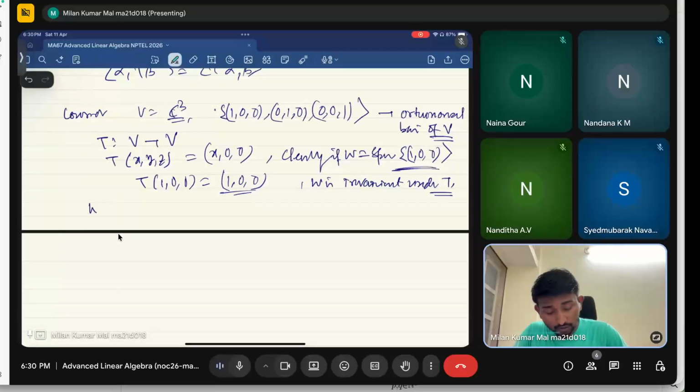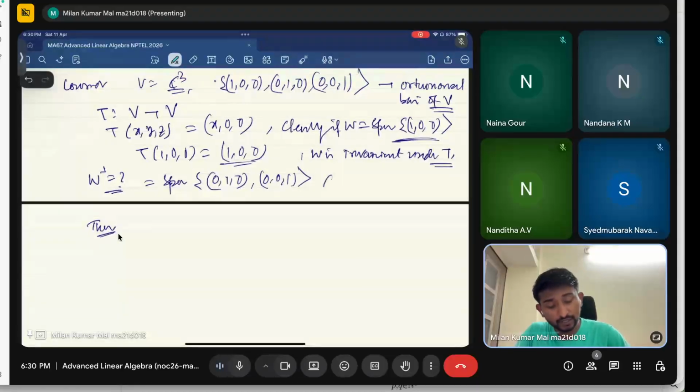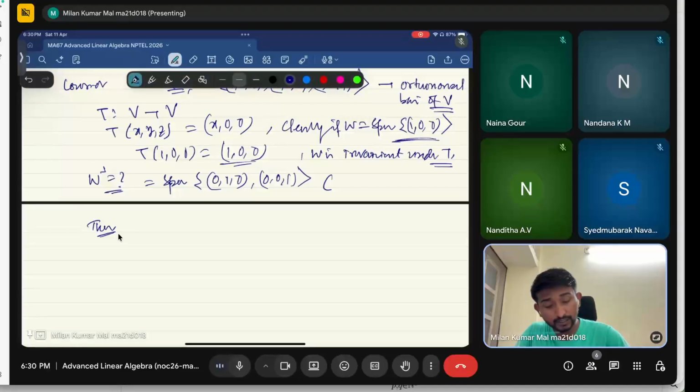Okay. Now the question is, what is the orthogonal complement of this? That will clearly be the span of (0,1,0) and (0,0,1). I am just writing this to check. You can check, and if you want to check me here, I can check also.